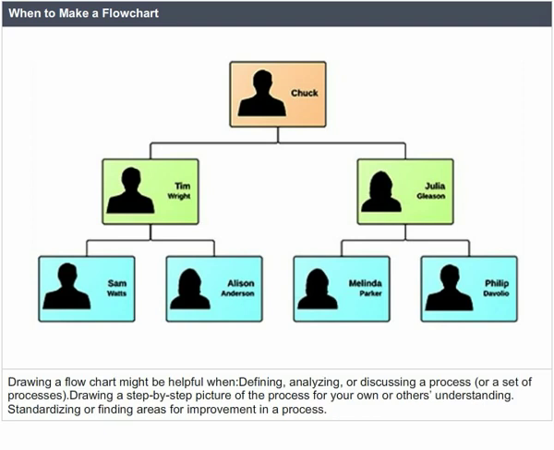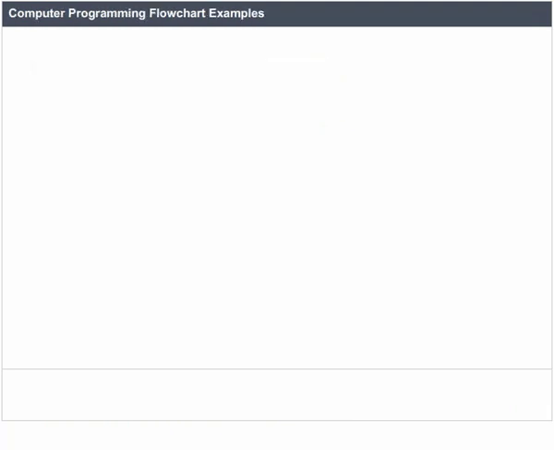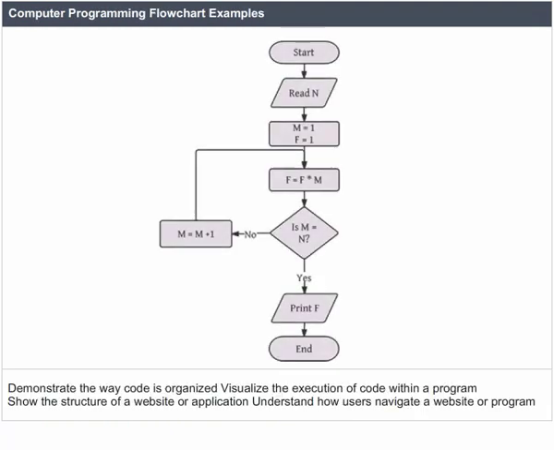Drawing a flowchart might be helpful when defining, analyzing, or discussing a process or a set of processes. Drawing a step-by-step picture of the process for your own or others' understanding. Standardizing or finding areas for improvement in a process. Computer programming flowchart examples demonstrate the way code is organized, visualize the execution of code within a program, show the structure of a website or application, and help understand how users navigate a website or program.